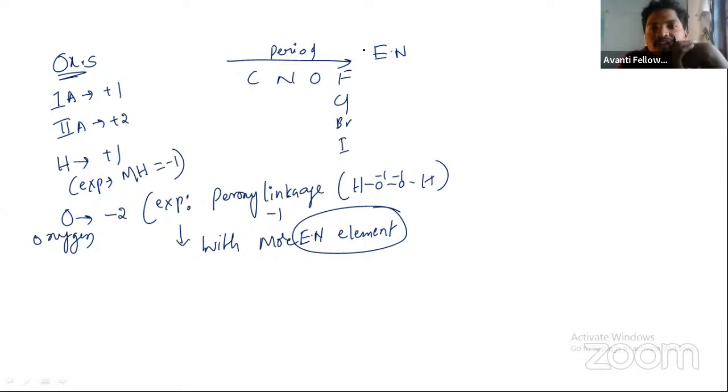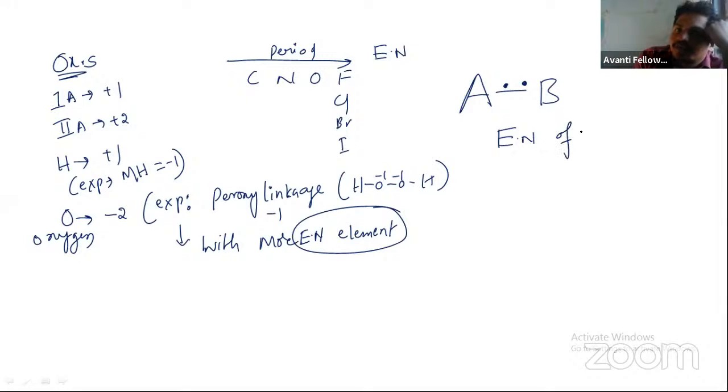Sir, what is the meaning of electronegativity? So electronegativity का मतलब ये है, let's suppose A and B are there. If A and B are sharing two electrons, if I say electronegativity of B is greater than electronegativity of A, तो यहाँ क्या हो जाएगा? A will become delta पॉजिटिव, B will become delta negative.